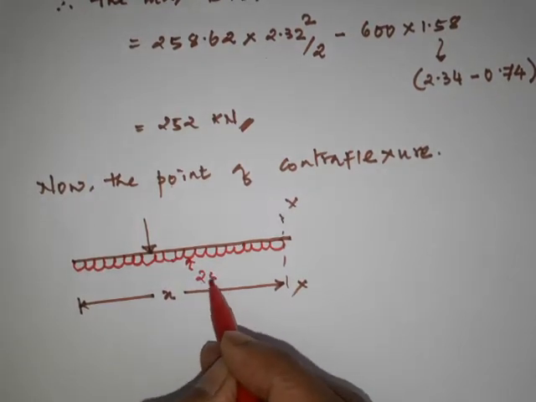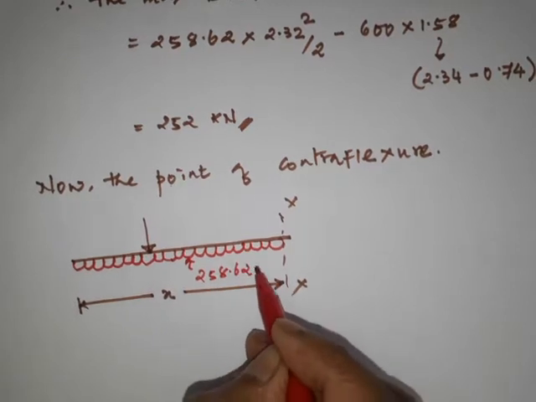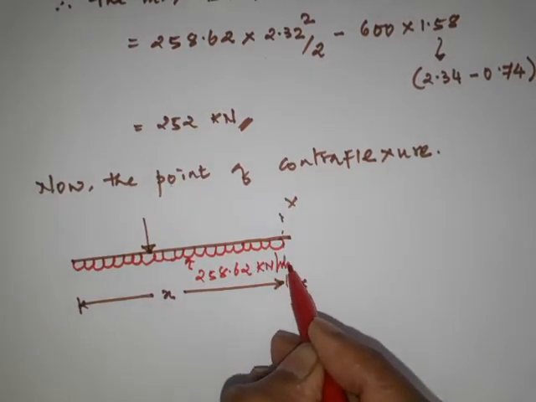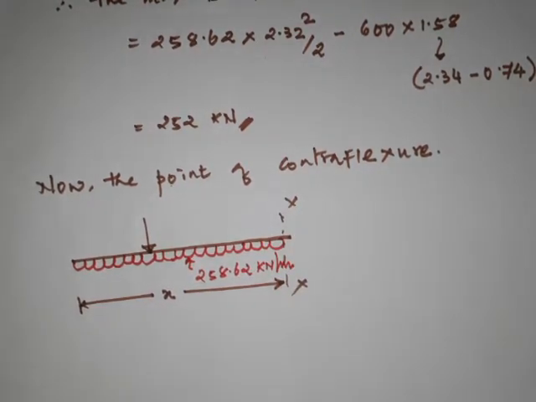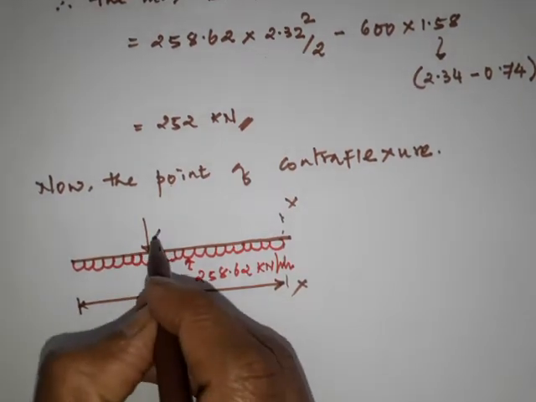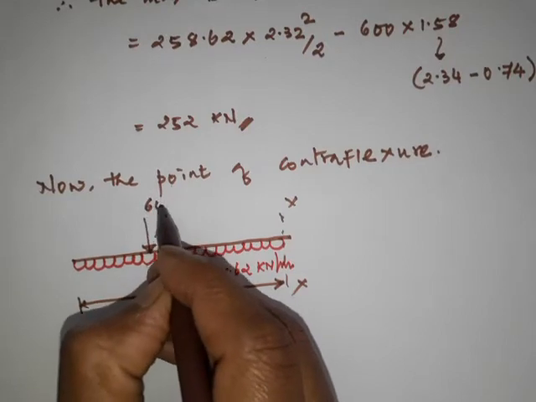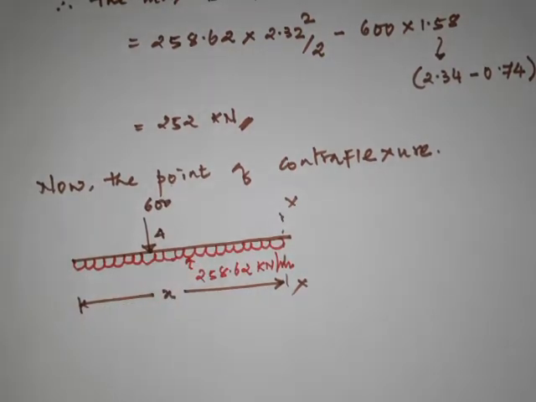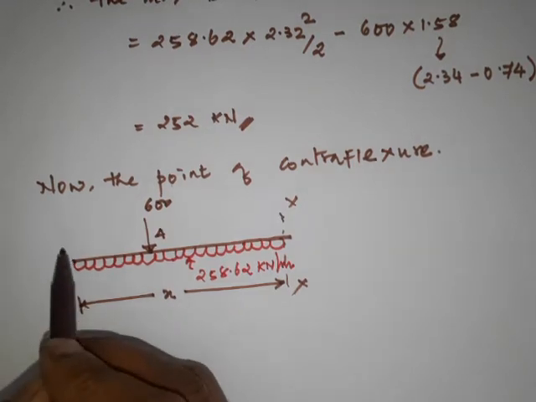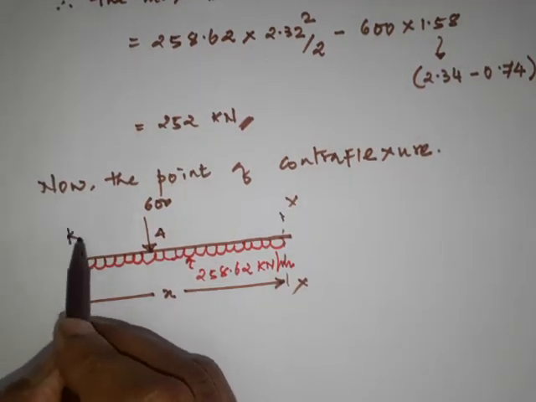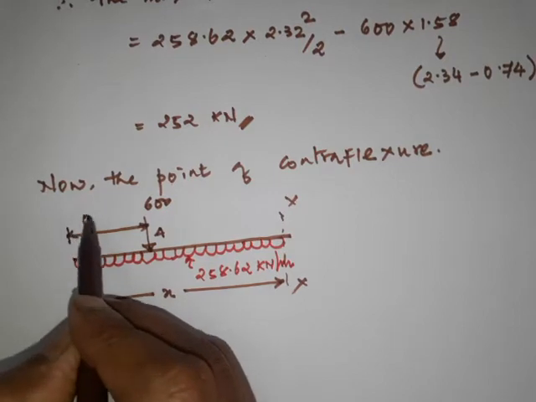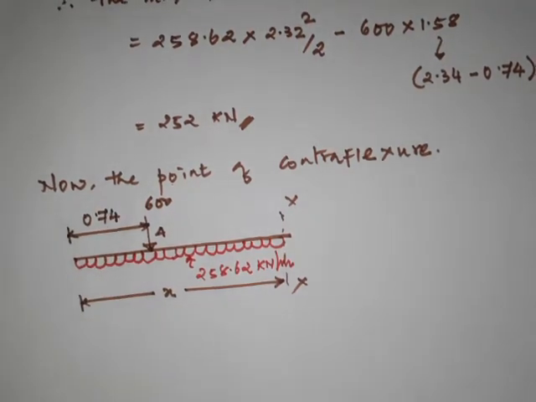The upward pressure is 258.62 kilonewton per meter. And this is column A, which is carrying a load of 600 kilonewton. And we already know that this distance from column A is 0.74.